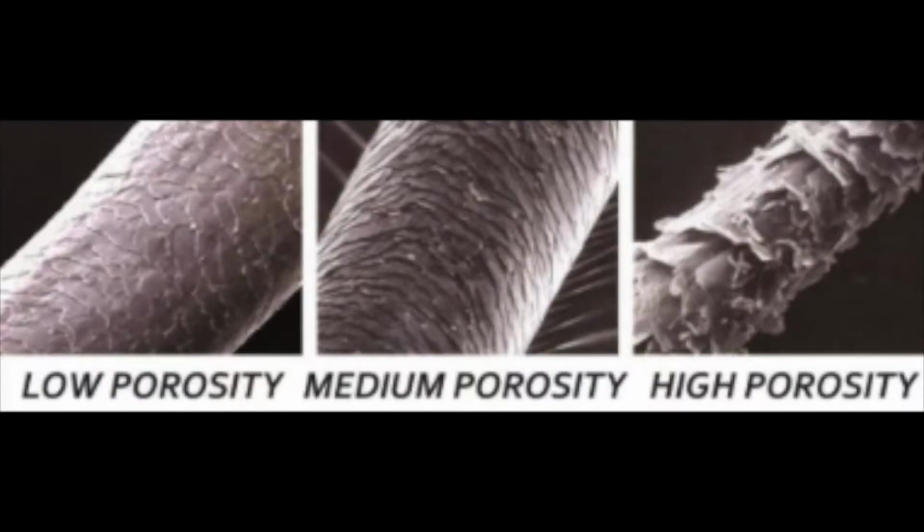In low porosity hair, the cuticles are tightly close together. In medium porosity hair, the cuticles of the hair shaft are not as tightly bound. And in high porosity hair, they're kind of widely spread apart and a little bit more open.